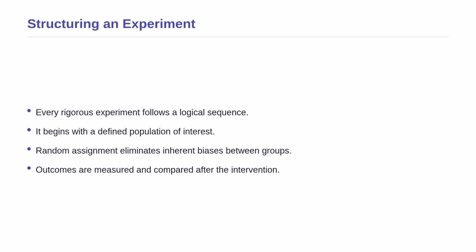Now that we have successfully used these mathematical models, let us zoom out and look at the overall structure of how these experiments are actually conducted. Every rigorous experiment follows a strict logical sequence to ensure validity. It always begins with a clearly defined population. From there, subjects are randomly assigned to different groups.